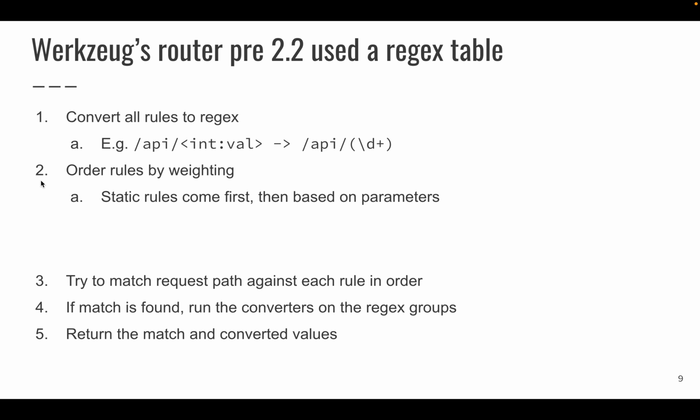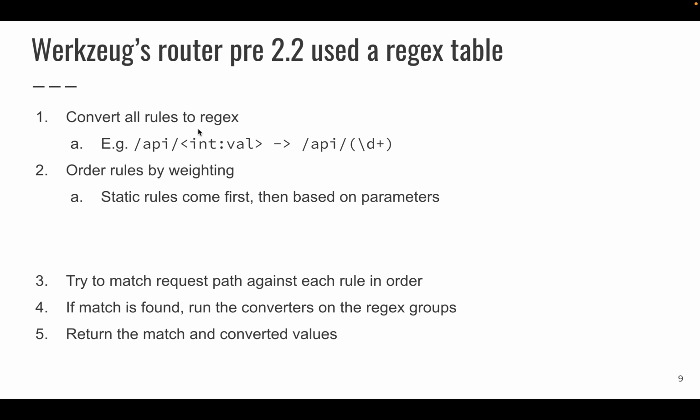The first two actions happen before any requests arrive, so it's kind of pre-computing. Then the last 3 take place for every request. So what you do is you take all the rules that have been defined and you convert them to regex. So a rule such as /API with an int path converter becomes /API/ and then the regex \d+ as a group. So that means this part will match anything that's 1 or more digits.